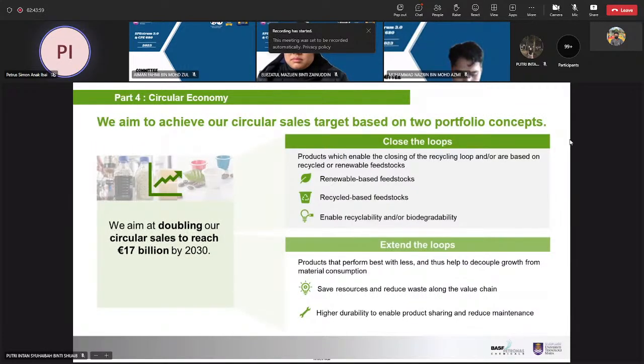How we want to achieve this is based on two portfolio concepts. The first is close the loops. Basically, it enables the closing of the recycling loop, based on recycled feedstocks. The second is extend the loops. Basically, these are products that perform the best with less. Thus it helps to decouple growth from material consumption.